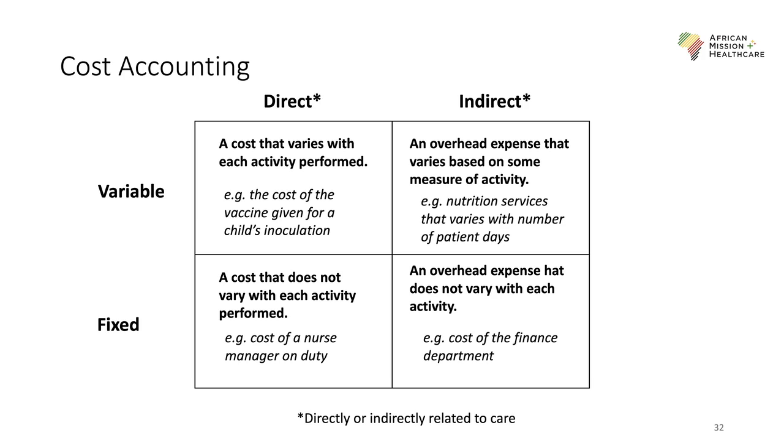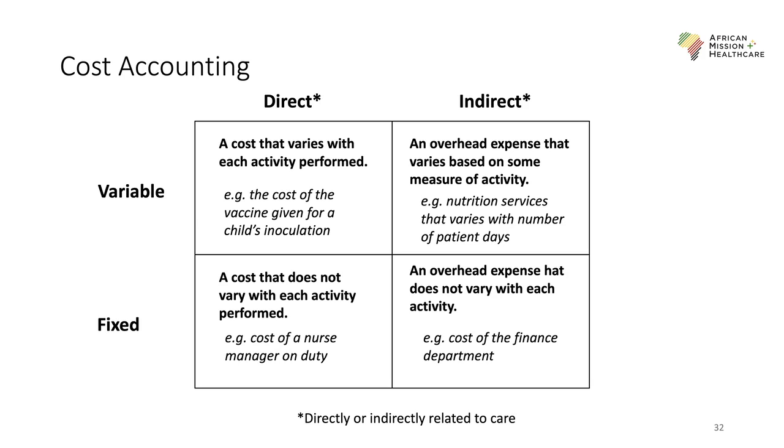An example of an indirect fixed cost could be the cost of the finance department. So it's an overhead expense that doesn't vary with each shot that's given or with each activity that's performed in the clinic. It's more of an indirect fixed cost.